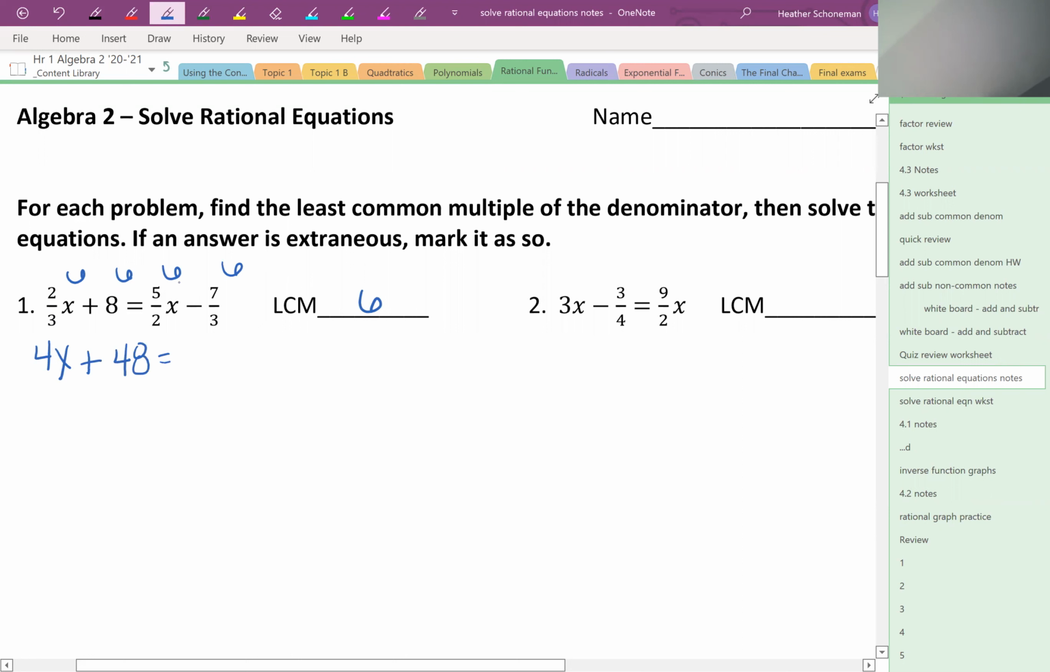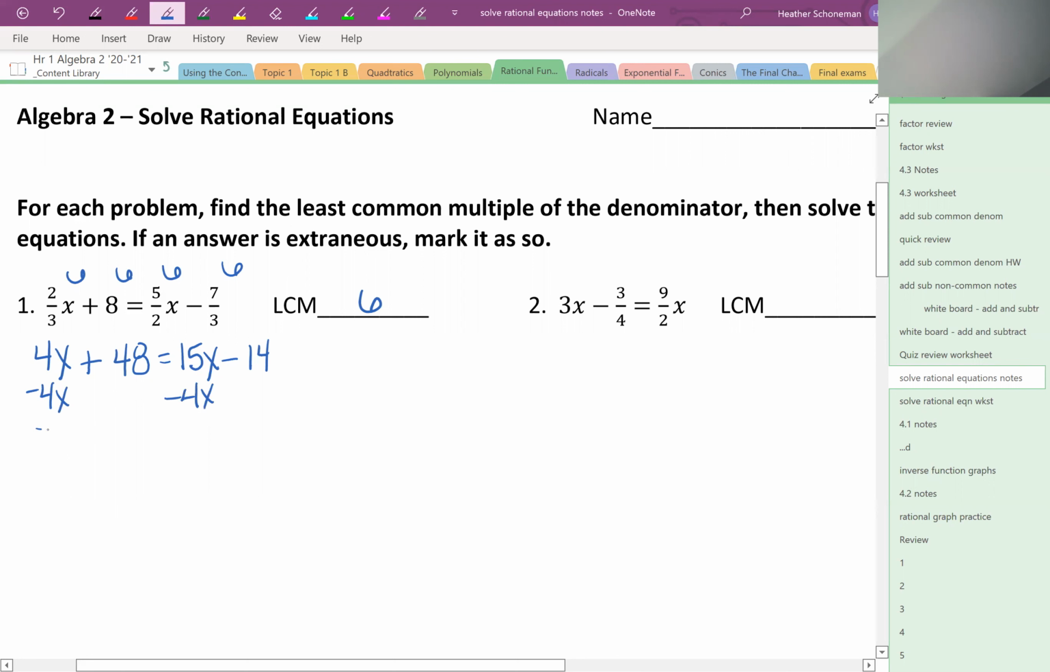All right, let's try that fraction trick again. 6 divided by 2 is 3 times 5 gives us 15x. 6 divided by 3 is 2 times 7 is 14. And now that the fractions are cleared, this is just a regular equation that we can solve.